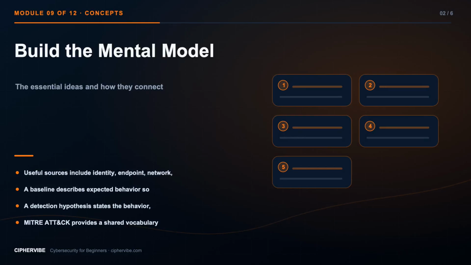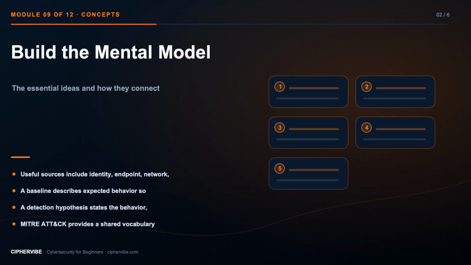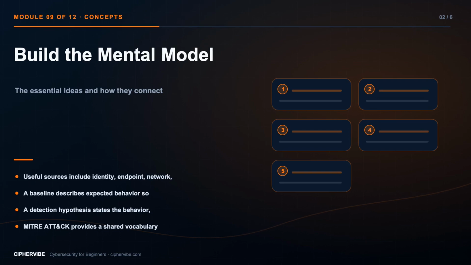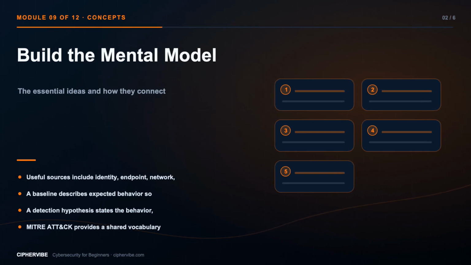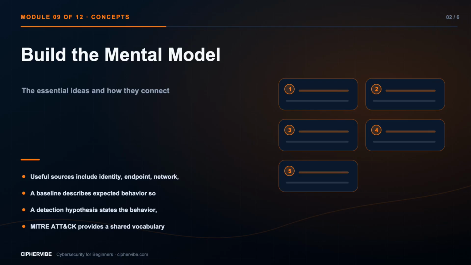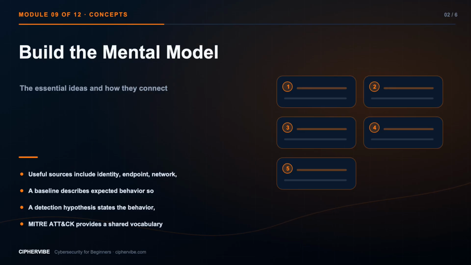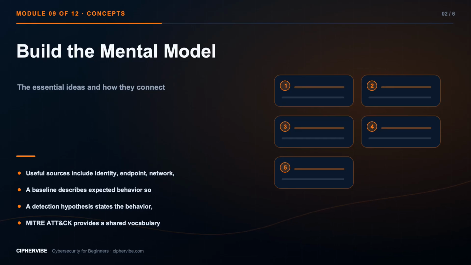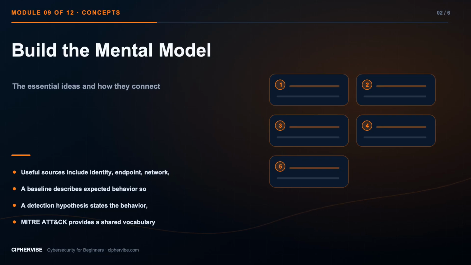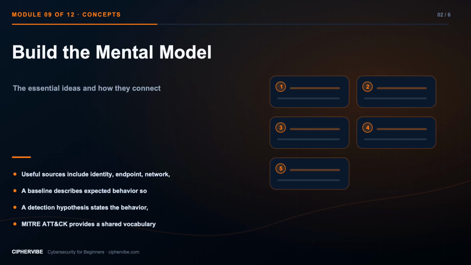Start with 4 concepts that provide the vocabulary for logging, monitoring, and threat detection. First, useful sources include identity, endpoint, network, DNS, proxy, application, cloud control plane, and data access records. Second, a baseline describes expected behavior so unusual activity can be interpreted in context. Third, a detection hypothesis states the behavior, required telemetry, logic, likely benign causes, and triage steps. Fourth, MITRE ATT&CK provides a shared vocabulary for adversary tactics and techniques without replacing local threat modeling.